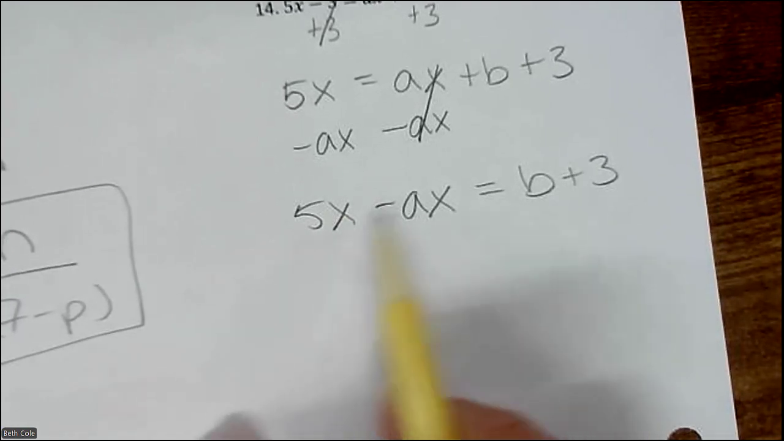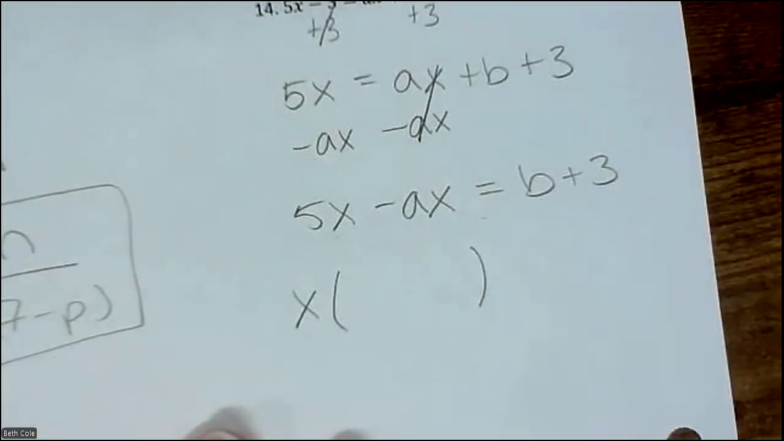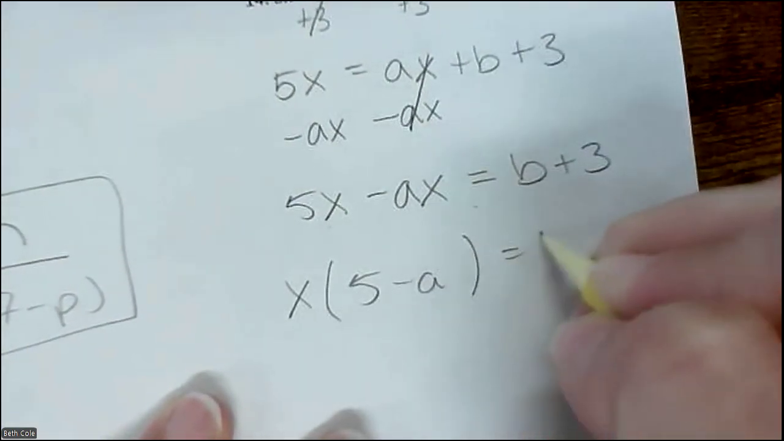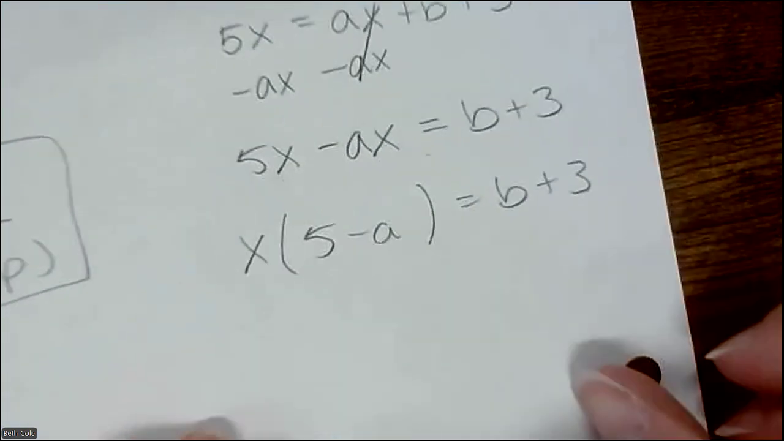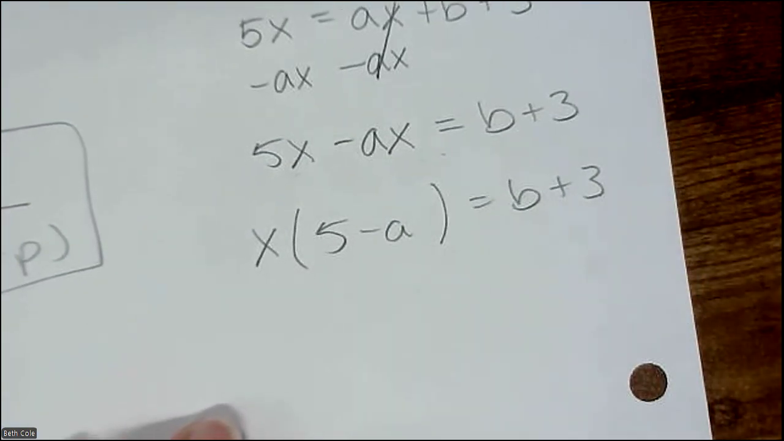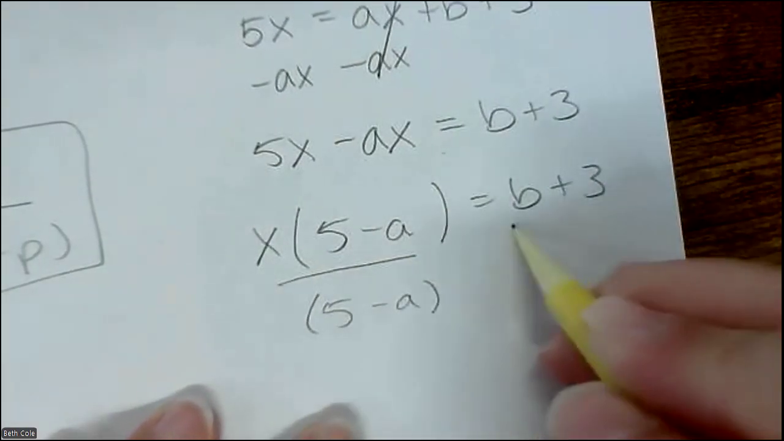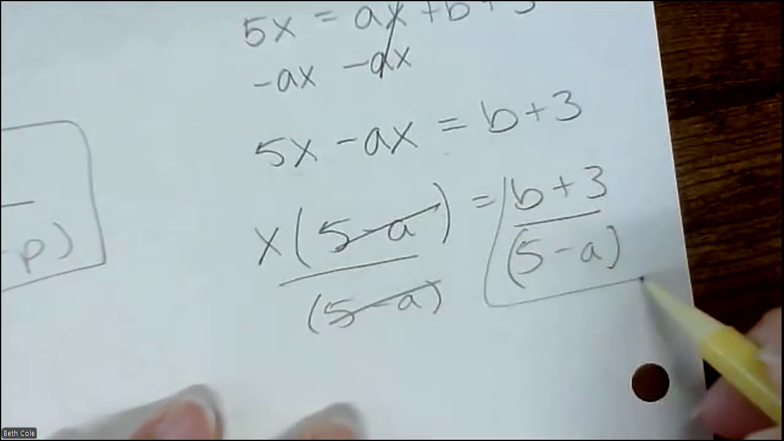Since they both have an x, yeah, factor out the x. You're dividing the x out of both of them, which will leave you with 5 minus a. This is just rearranging. Just like a little puzzle where you rearrange all the variables and numbers. And then what's your last step? Yep, divide by 5 minus a. I knew what you meant though. And then this is your answer.